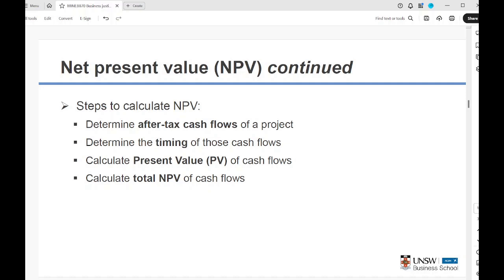We need to work out first, what are the relevant cash flows? We need to work out when those cash flows are going to occur so that we know the appropriate discounting period. We will then work out what the present value of each period's cash flows are. We'll then add all of those things up. That'll get us the total net present value of the cash flows.